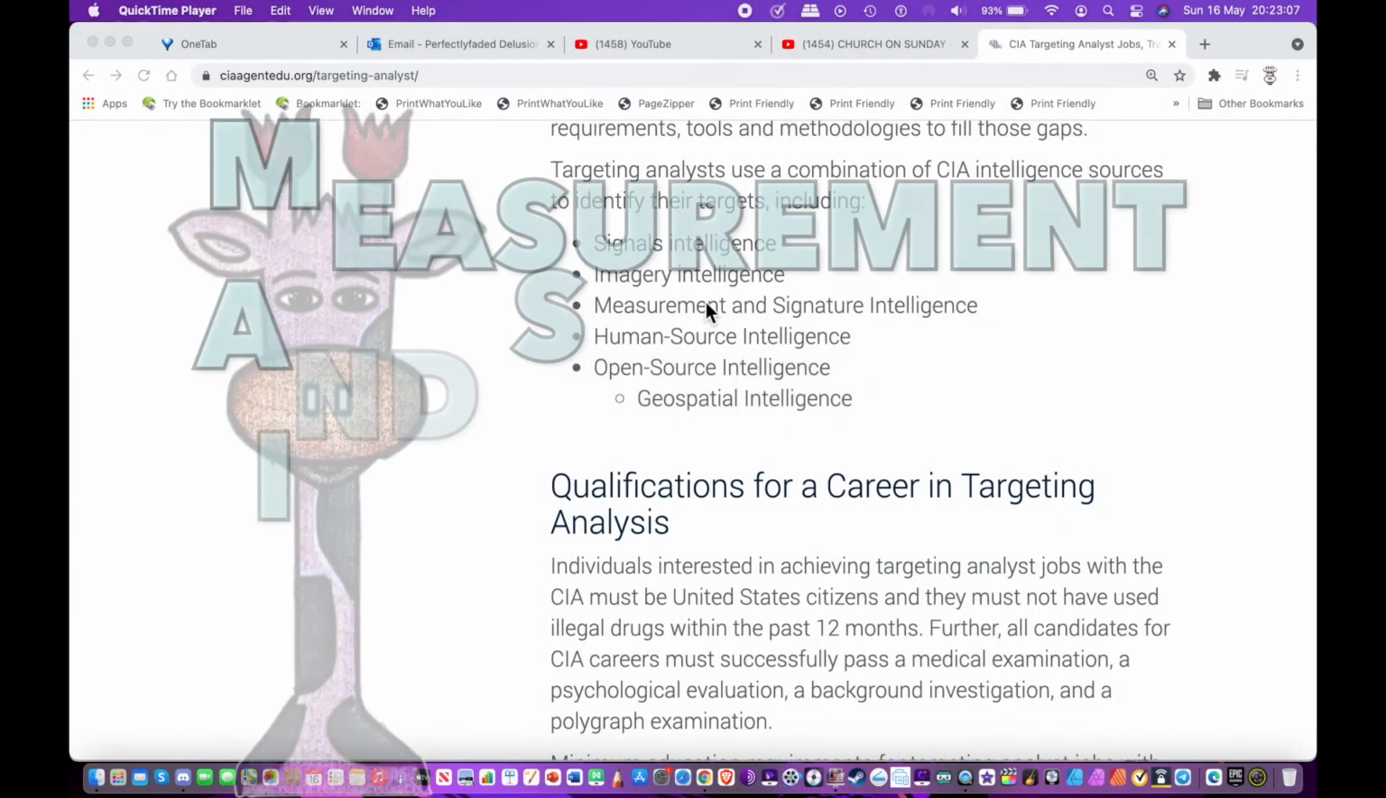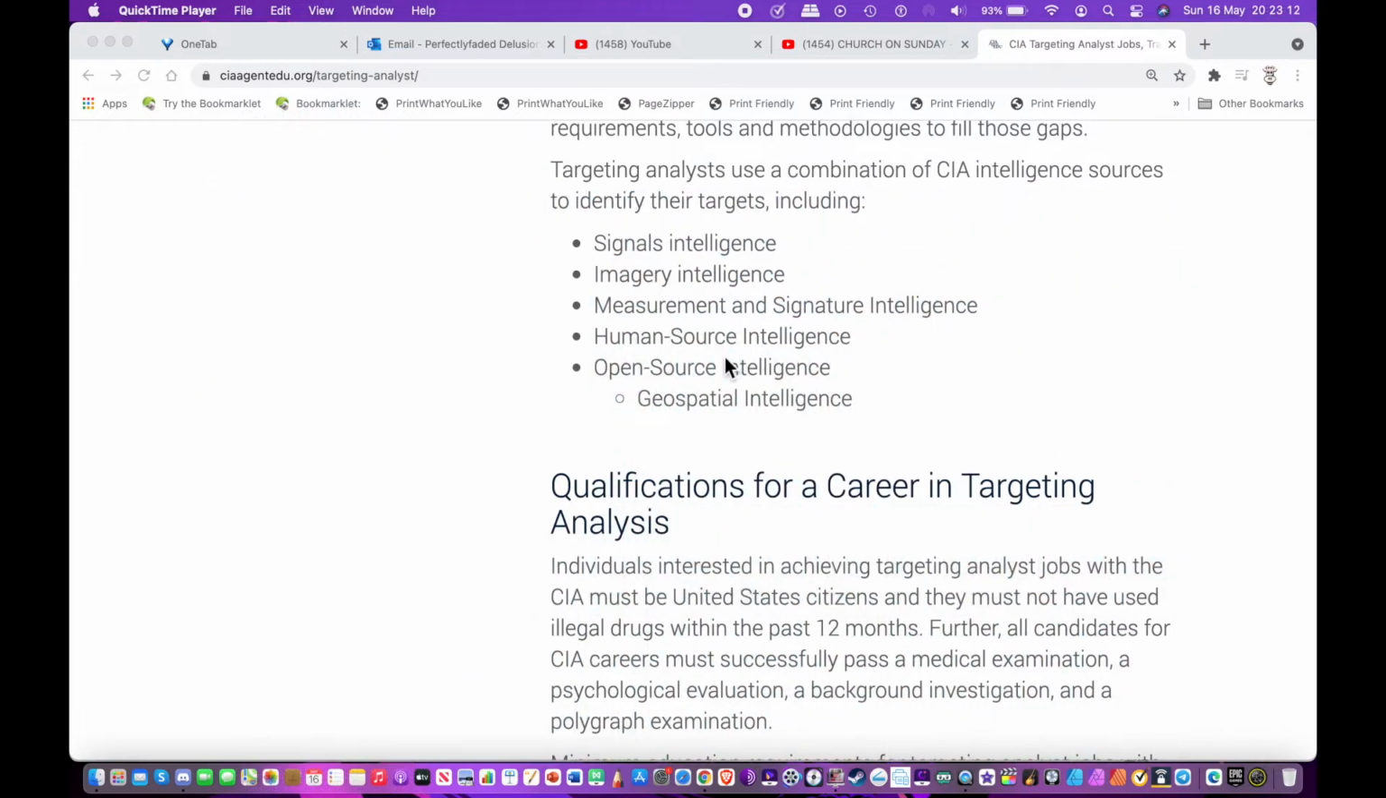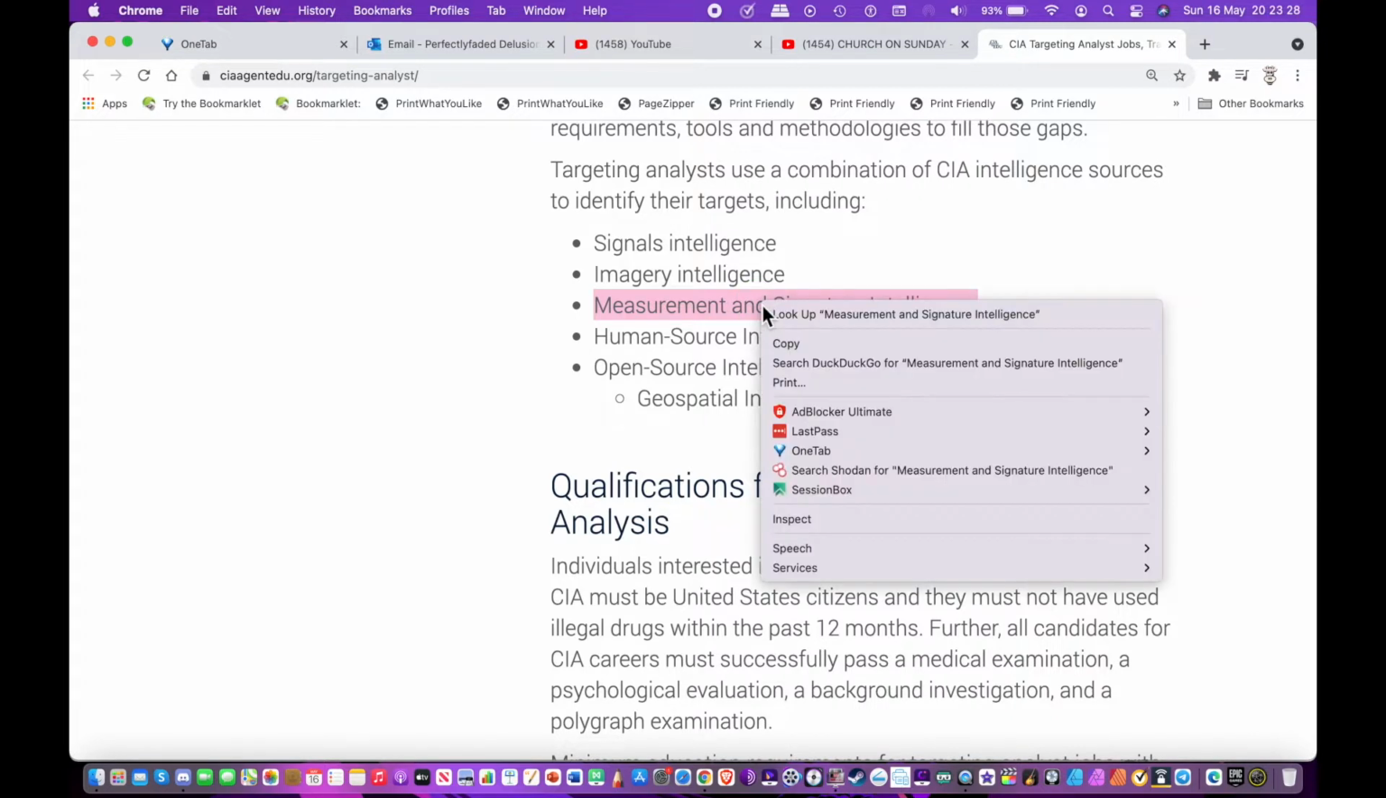We are going to do measurement and signature, and hopefully in this video we'll finish these and then we'll be done with targeting. So I think the best thing to do is just get down to it and finish this off. So I'm going to search for this.